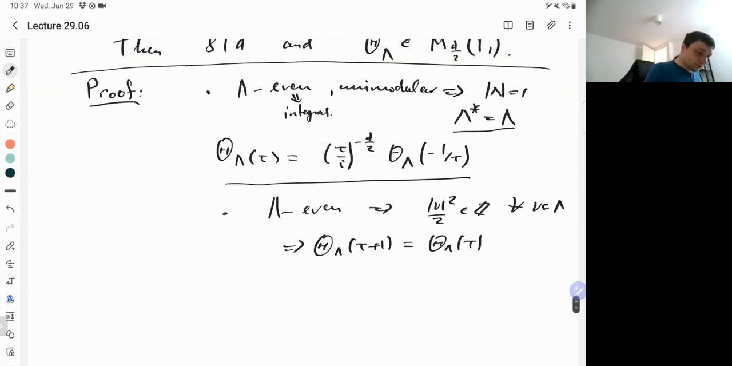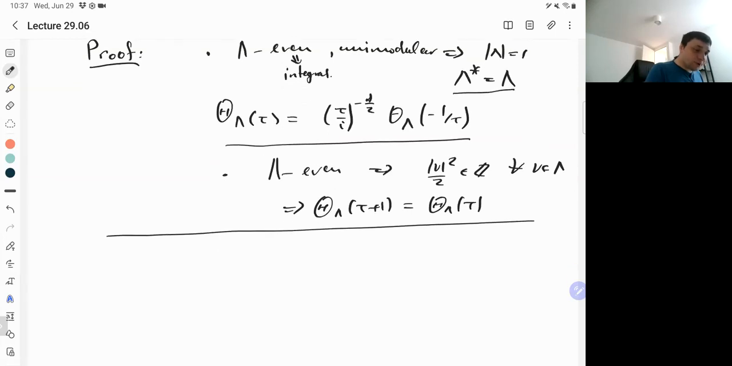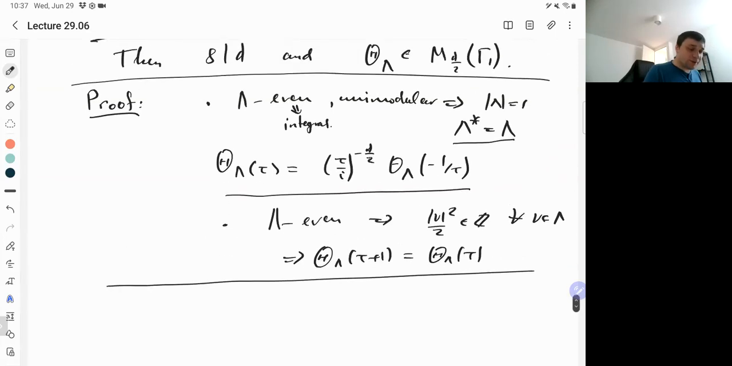And so what do we have? If we knew already that d is divisible by 8, then this condition would exactly tell you that the function is a weight d over 2 modular form for the S transformation. This will tell you this invariance property for the T transformation, so you would know that it's a modular form.